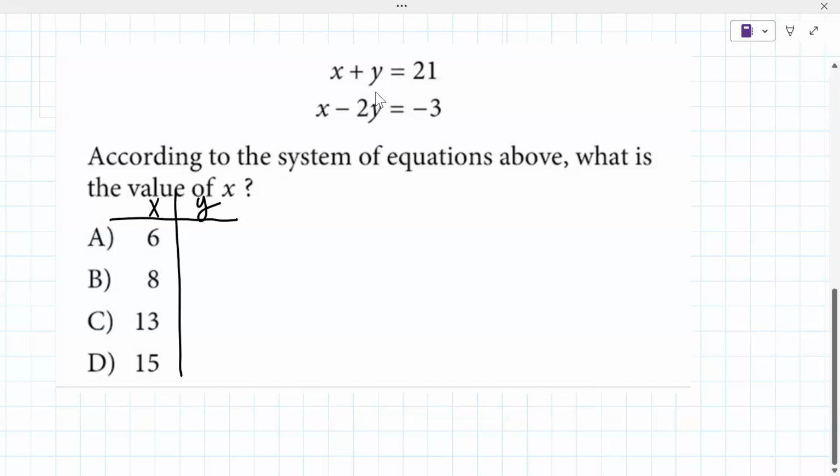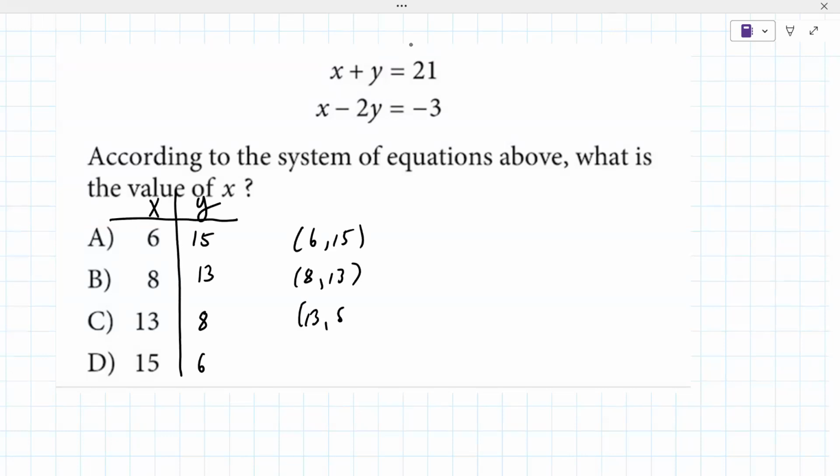You have to figure out what the Y value is. And it's like, okay, well, if X is 6, X plus Y gets you to 21. So Y is 15. If X is 8, Y is 13. So you build this table of ordered pairs, 6 comma 15, 8 comma 13, 13 comma 8, 15 comma 6, and you try these in the second.